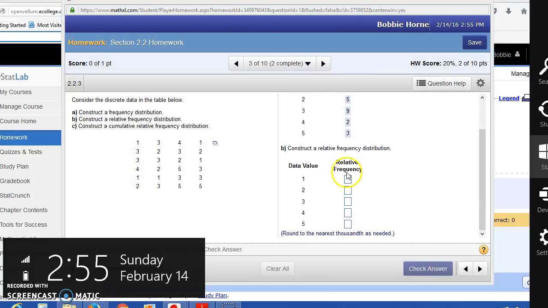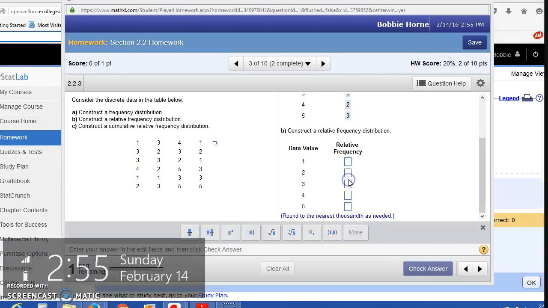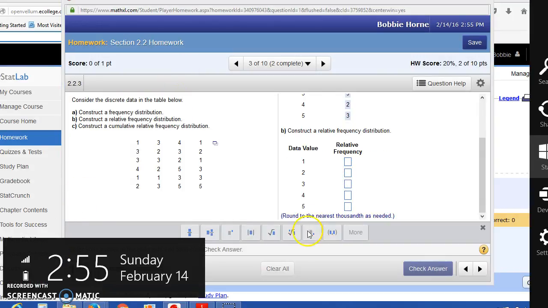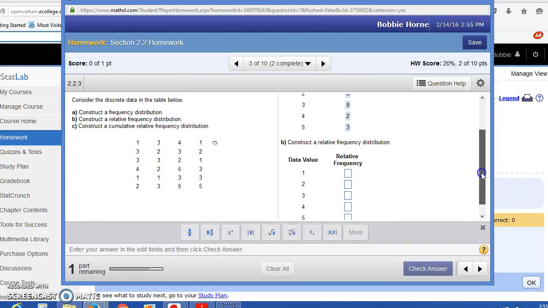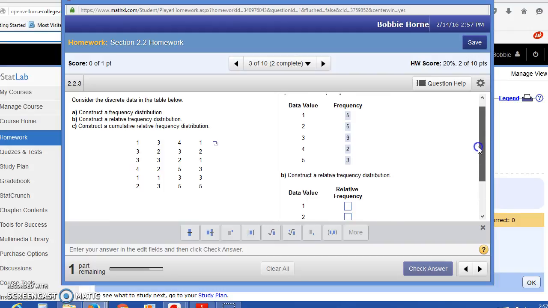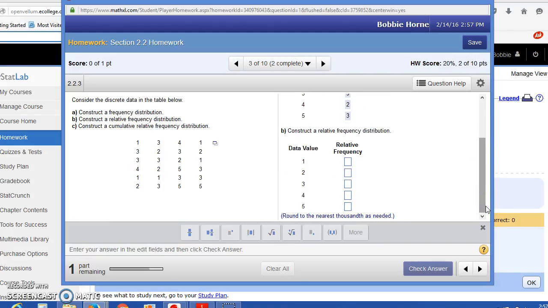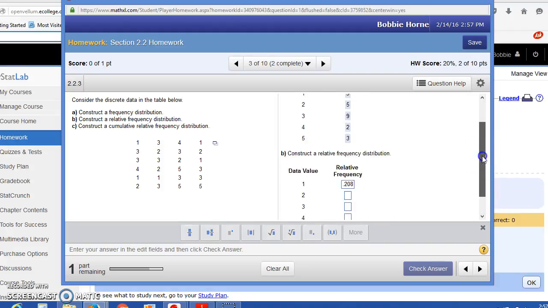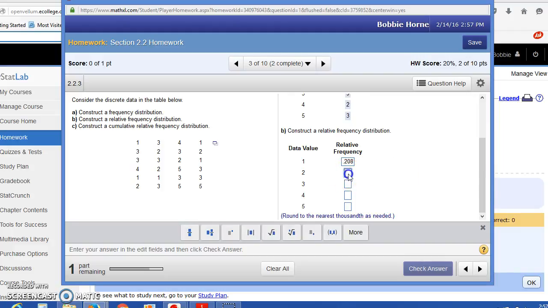To calculate relative frequency, you will take your number, the number 5, and divide it by the total number of values you have. So 5 divided by 24, you're going to round to the nearest thousandth, so that would be 0.208. And then look at your next one, which is 5, which is easy. It will be the same.